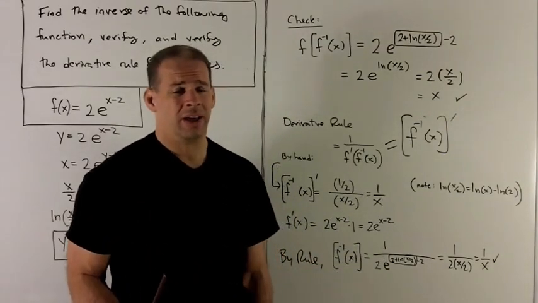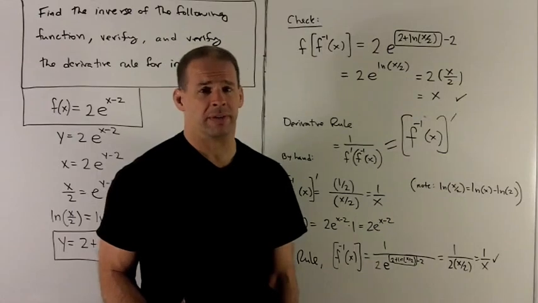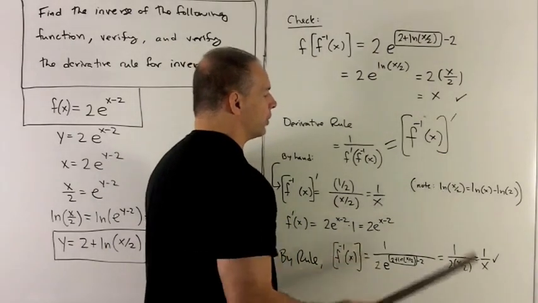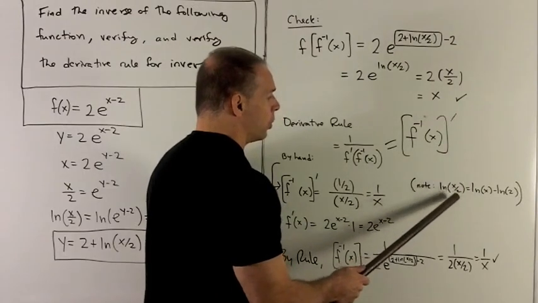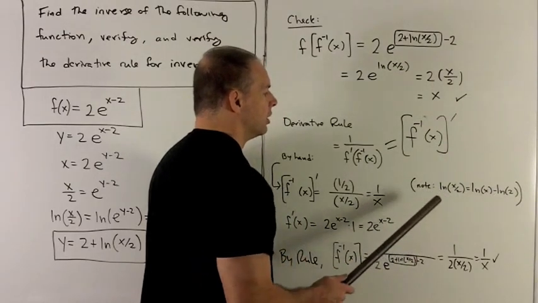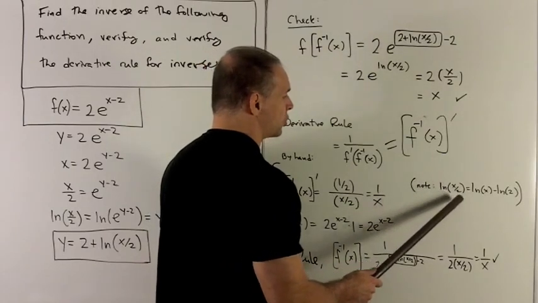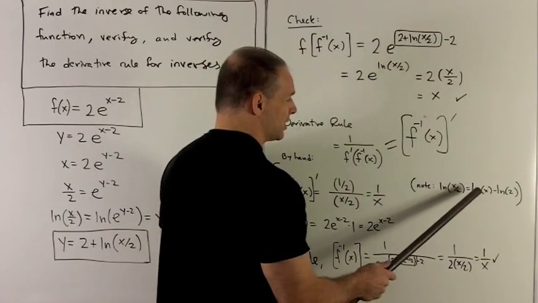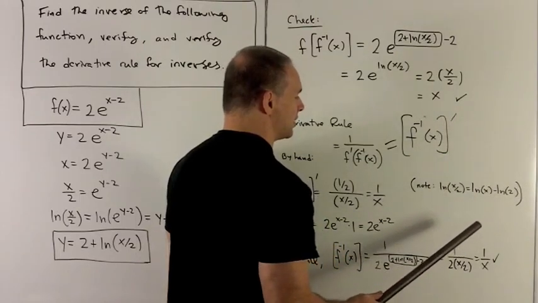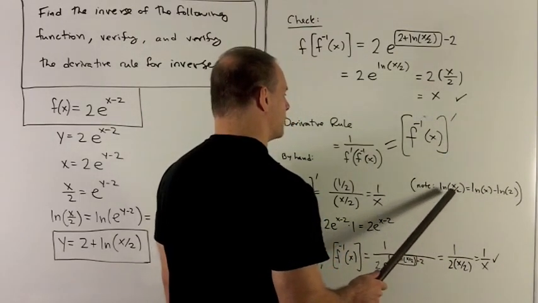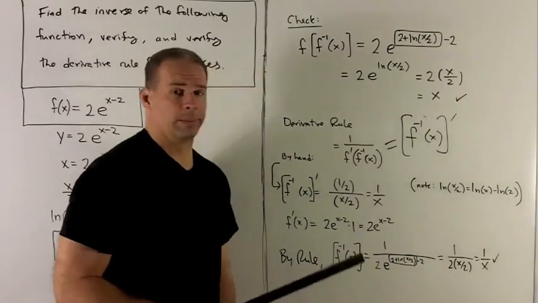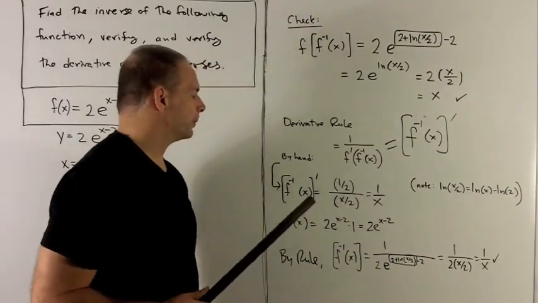You might be worried, 1 over x is supposed to be the derivative of natural log. Well, if you note, natural log of x over 2, the rule for a quotient inside of a natural log is just to take the difference on the outside. So what's happening here is our natural log of x over 2 is just natural log of x plus a constant. So when I take the derivative of that constant, we're going to wind up getting the derivatives for this and natural log of x exactly the same, 1 over x.